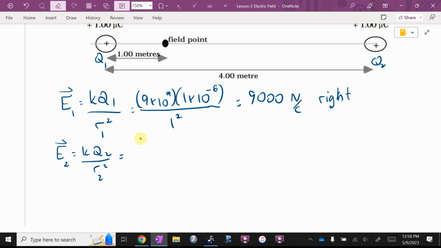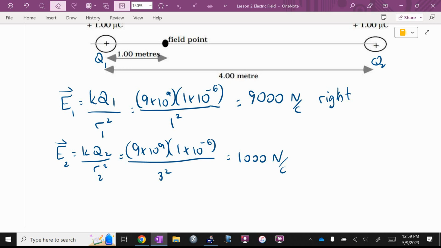Ashley, what's K? How big is Q2? Conveniently also 1 microcoulomb. What's R2? Don't say 4. Thank you. That's one that drives me crazy. The number of, oh, it's 4. No. Look where we are. Look at the field point. 3 squared. You can backspace and edit, but I think this also works out. I think it works out to 1,000. Yes. Newtons per coulomb.